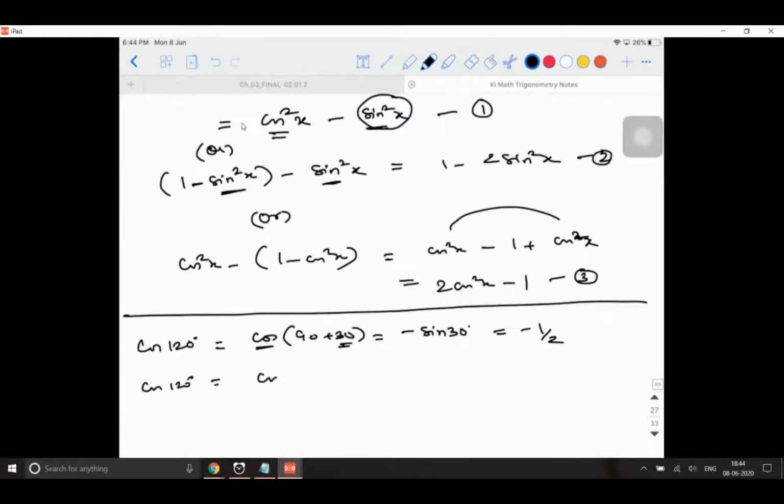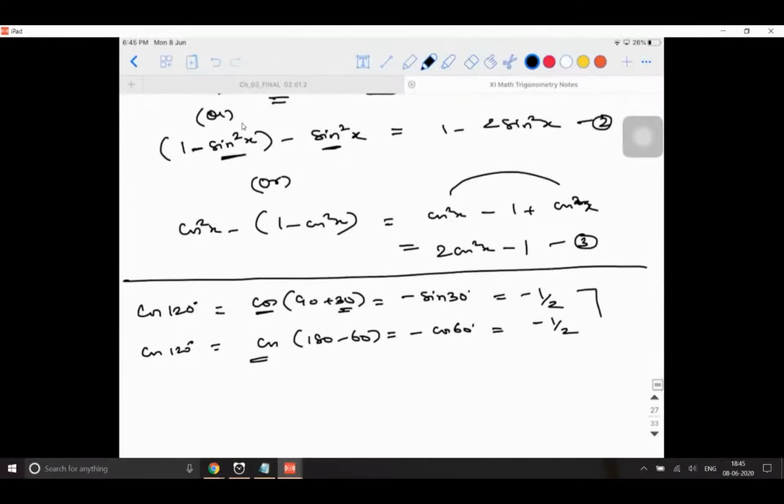Similarly, cos 120 can also be written as cos of 180 minus 60. So cos 180 minus 60 is going to be how much? Again second quadrant. Second quadrant means negative. Negative of cos 60 degrees. So the answer is again minus half. Okay. So this is the method we learned in the last class. Now using the same logic, how can I write cos 120? I can write it as cos of 2 into 60 degrees. So what is the formula for cos 2x? It is cos square x minus sin square x. So x is 60 degrees.